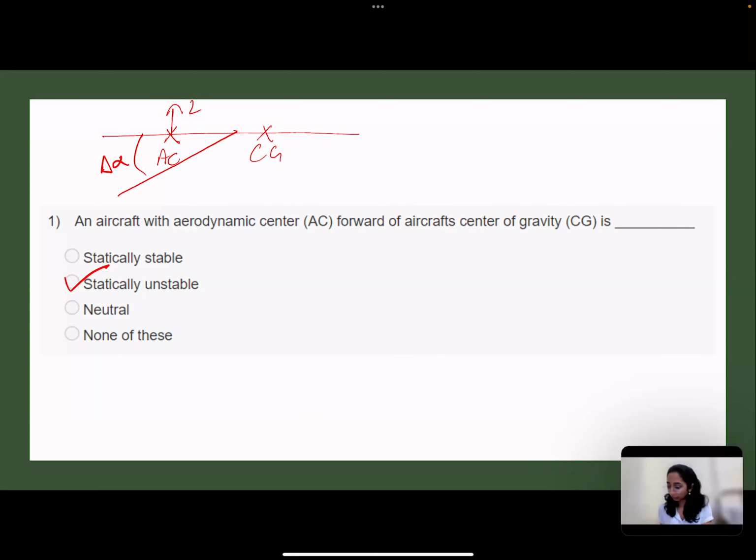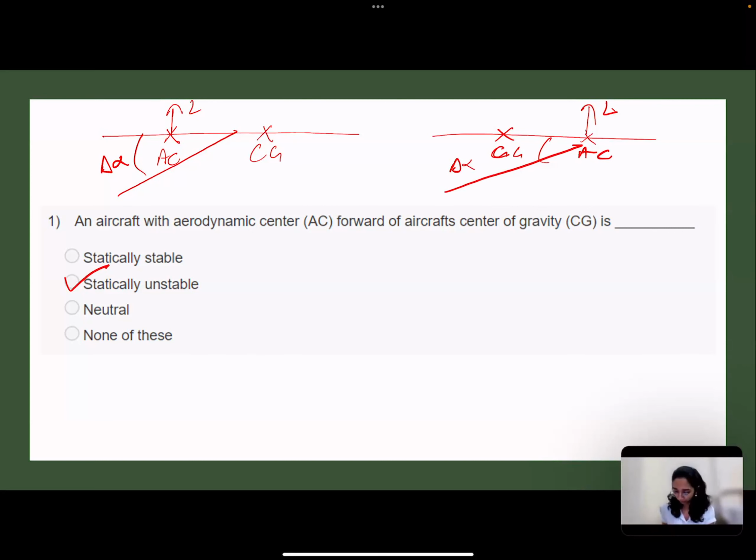At the same time, if this is the CG, and this is the AC, if there is a similar gust, delta alpha, the lift generated at the AC will provide a restoring moment. So it will be inherently stable. It shows a tendency to come towards your equilibrium point. Which is why, if your AC is ahead of the CG, it is statically unstable.